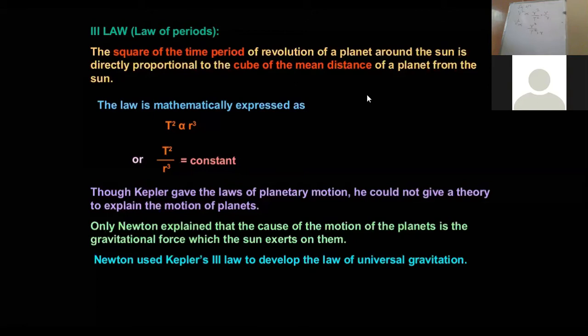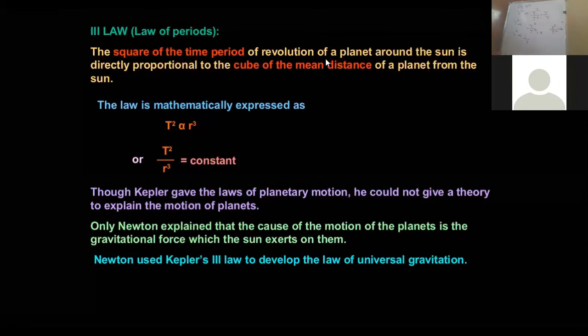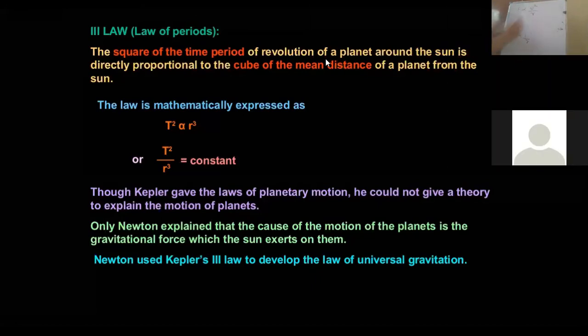But according to Kepler's third law, this R cube upon T square is constant. So we can say V square is directly proportional to 1 upon R. Now substitute the value of V square in equation number 1, where F is directly proportional to V square upon R. So we will get F is directly proportional to 1 upon R and 1 upon R.